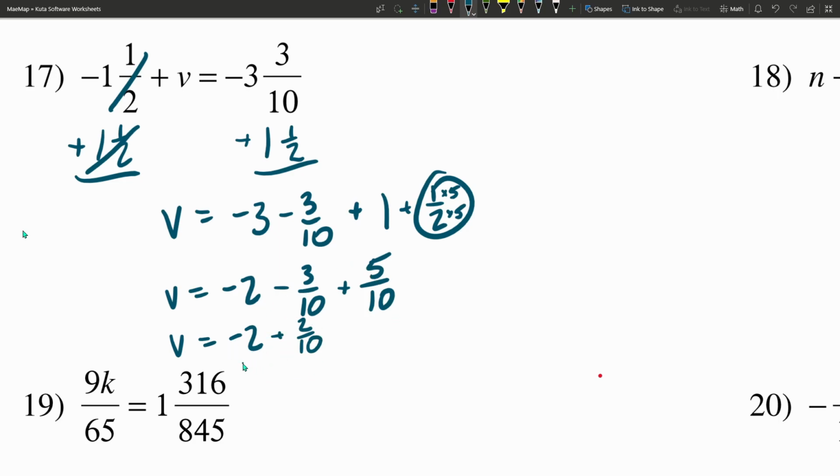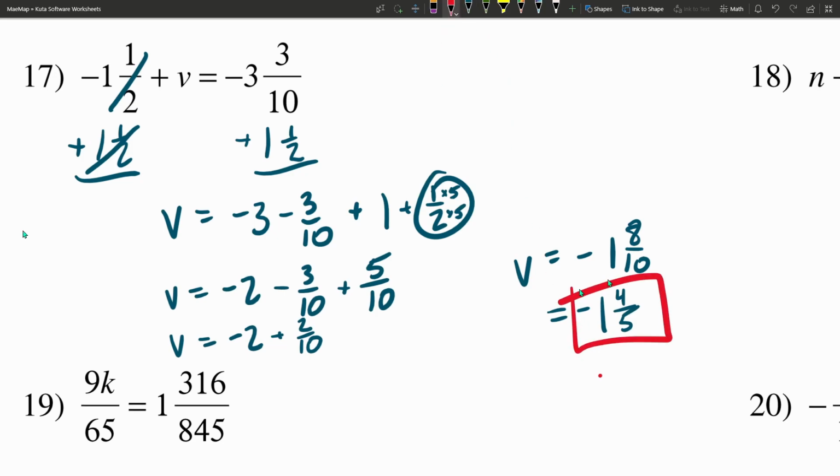Can't write this as a mixed number, even though it looks like I can, because they're not the same sign. So think about that number line. If I have a negative 2 here, here's my negative 1, I'm adding 2/10. I'm going to fall somewhere within here, which is negative 1 and 8/10. So b is going to be equal to -1 and 8/10, which again simplifies down to -1, and both are divisible by 2, 4/5. -1 and 4/5 is my solution for number 17.